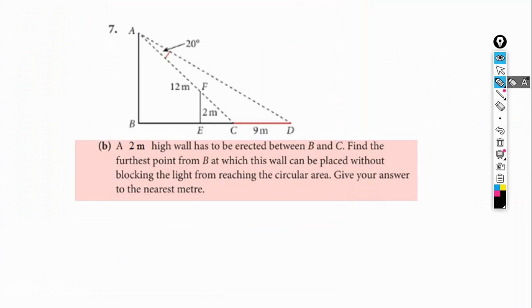Very well, so here we are with part B of question 7, and it says a 2-meter high wall has to be erected between B and C. So this is the wall right here, the 2-meter wall that needs to be erected between B and C. Find the furthest point from B at which this wall can be placed without blocking the light. So that means that it cannot go any higher than point F here.